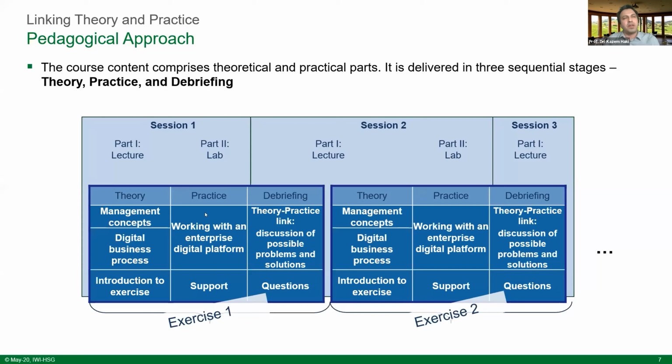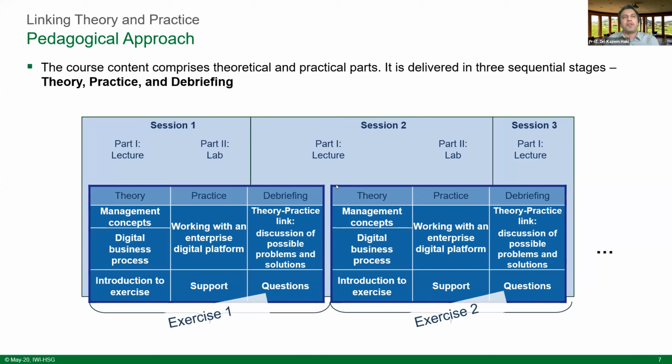Because most of the time in the practice sessions, the students are so much into the details of the technological aspects and the use of the system. But here I try to help them understand what they did in this exercise and what the relation of this exercise was to the management concept introduced in the session before. So the debriefing session is the cornerstone of the theory-practice link.